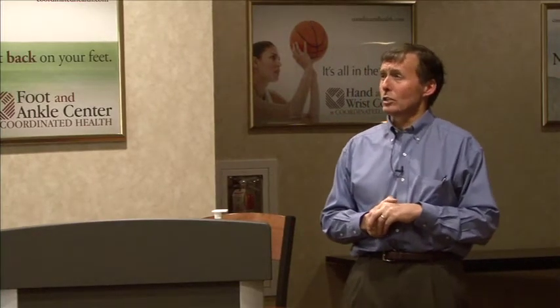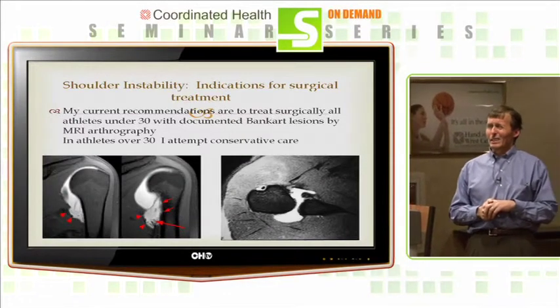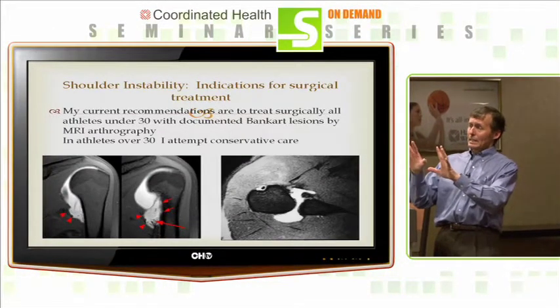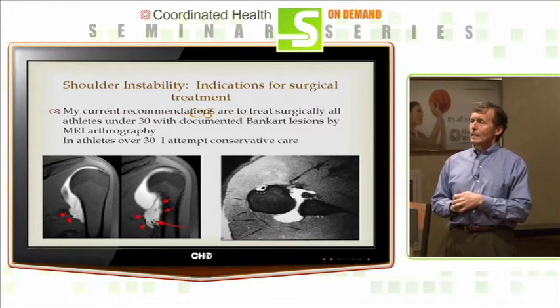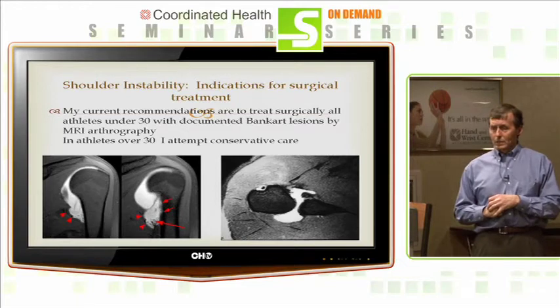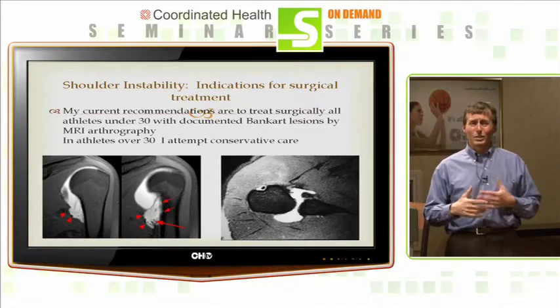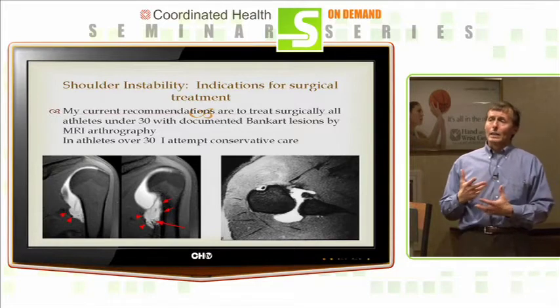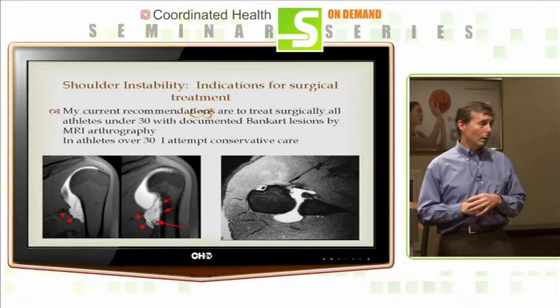So my current recommendation is to treat surgically all patients under 30 with that Bankart lesion. If I see that Bankart lesion, like I showed you on that last slide, I really do recommend early repair. Because number one, I'm doing them arthroscopically. I'm not making open incisions anymore, so I know that I can stabilize that shoulder without creating a lot of scar tissue and going through a normal muscle.